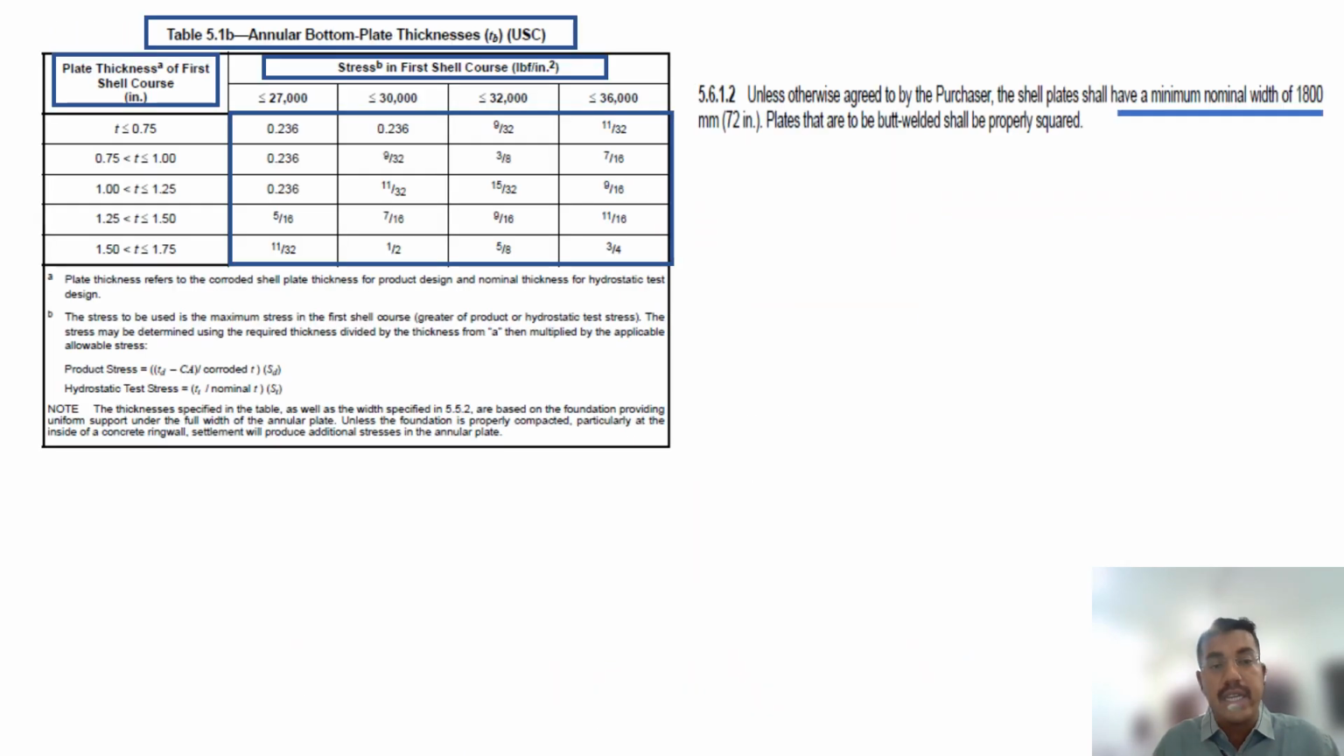Annular bottom plate thickness, how can we determine it? This is an open book question. There is nothing to calculate. Only go to the table and find it. How can you find the annular bottom plate thickness? They will ask you to find out the annular bottom plate thickness.